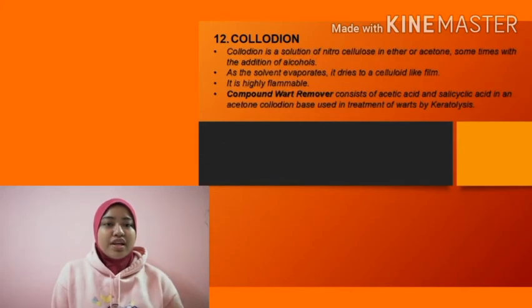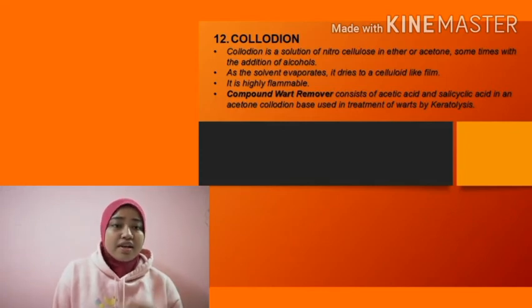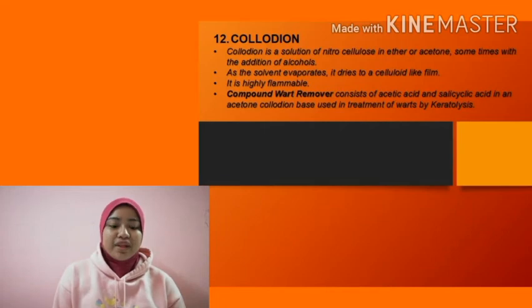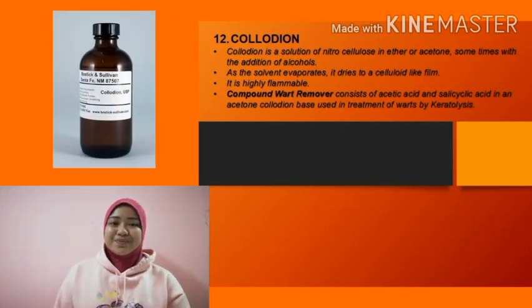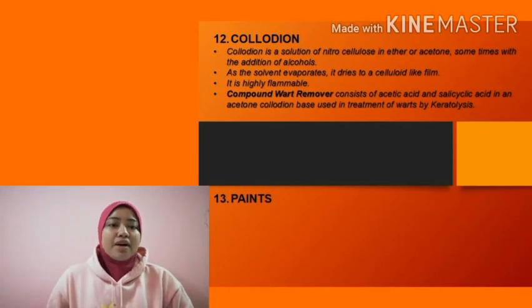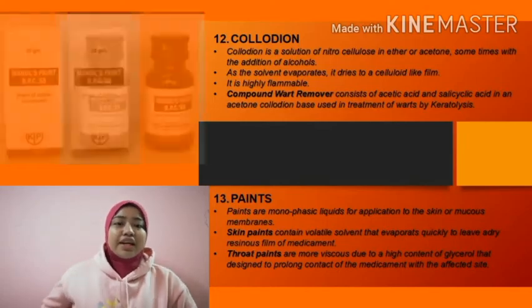Okay, number 12, collodion. Collodion is a solution of nitrocellulose in ether or acetone, sometimes with the addition of alcohol. This is collodion. Okay, the last number, 13, paints. Paints are monophasic liquids for application to the skin or mucous membranes. Okay, this is paint.